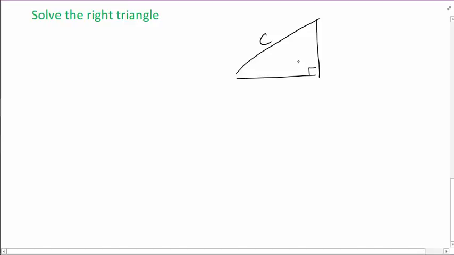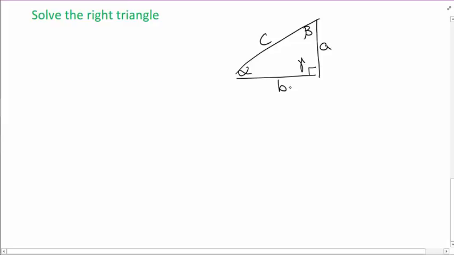We're going to use the Greek letter gamma to represent that 90-degree angle. We're then going to fill out the other two angles with alpha and beta. Across from alpha, we'll call that length, or that side, A. Across from the angle beta, we'll call that length, or that side, B.